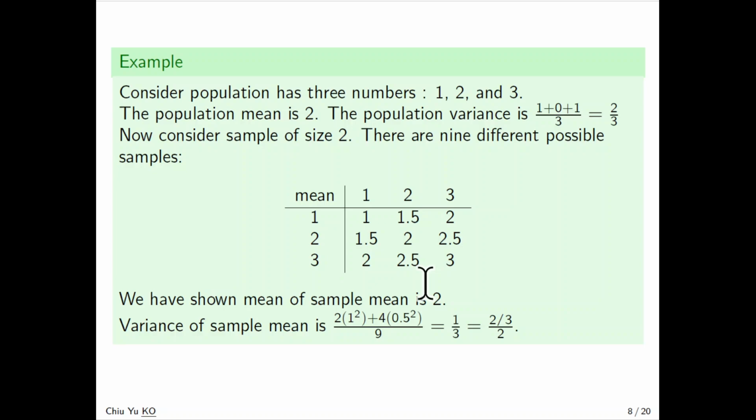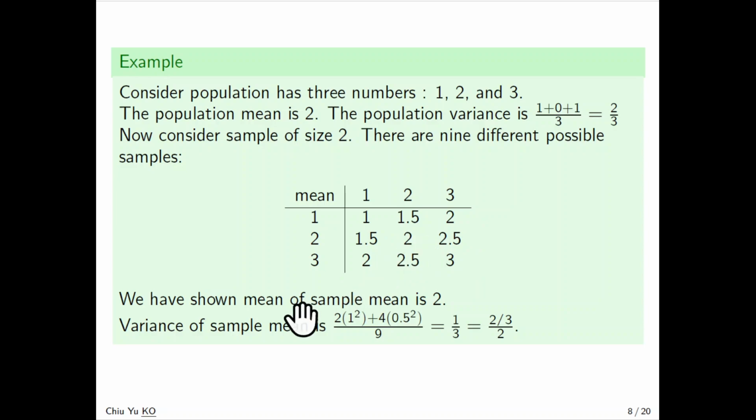Consider the population again with three numbers, 1, 2, and 3. The population mean is 2. The population variance is 2/3, because (1 minus 2) squared is 1, plus 0, plus (3 minus 2) squared, divided by 3. So it's 2/3, okay? And then consider the sample size is 2. And then there are 9 possible samples, right? Because a sample with replacement can be (1,1), (1,2), (1,3), (2,1), (2,2), (2,3), (3,1), (3,2), and (3,3). And simple random sample means the 9 of them are equally likely.